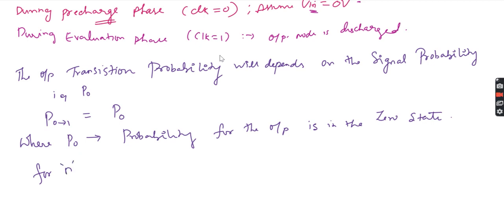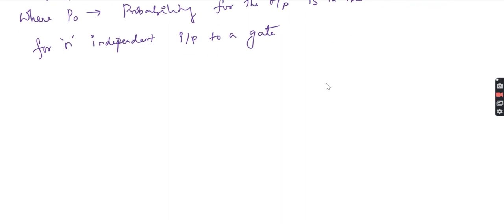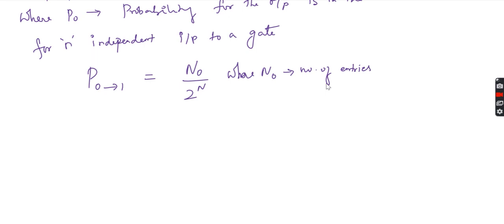For n independent inputs to a gate, P1 is equal to N0 divided by 2 to the power n, where N0 is the number of entries in the truth table.